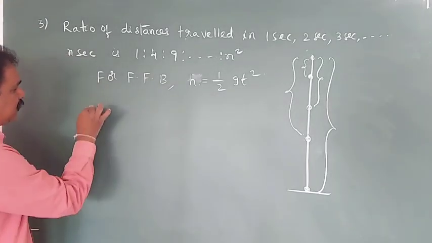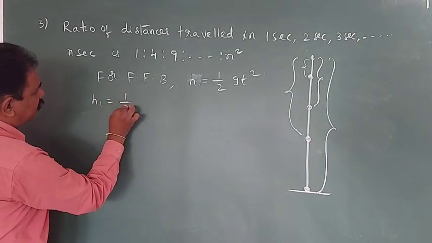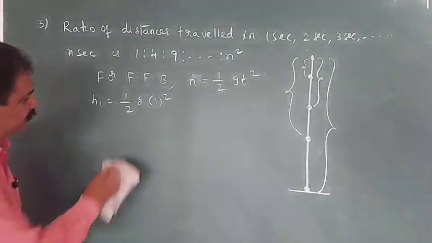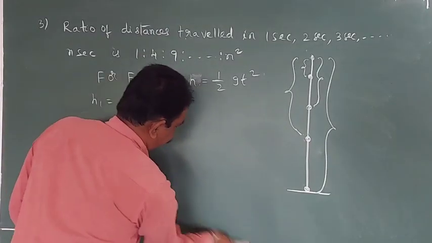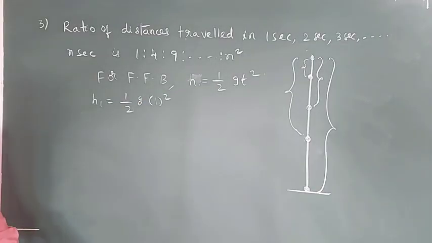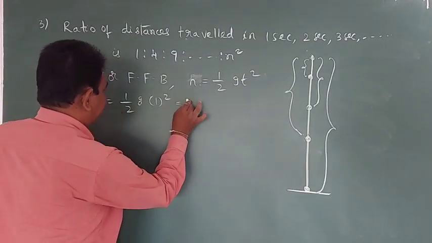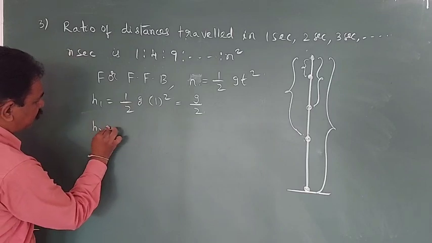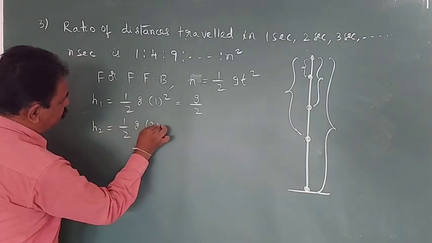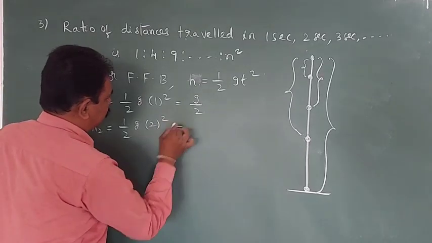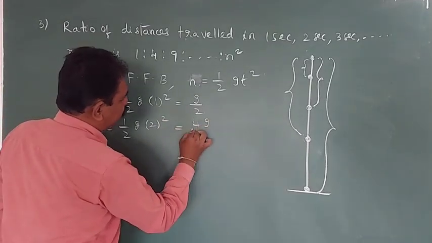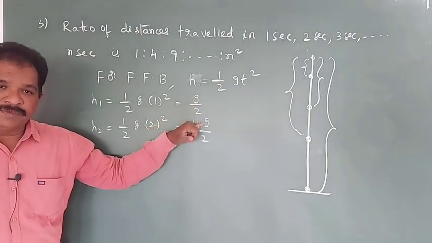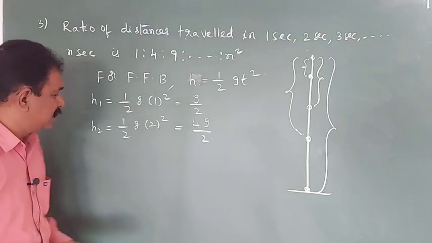Okay. So distance travelled in 1 second, h1 = 1/2 g into 1 square. So this value will be equal to g by 2. Then h2 is equal to 1/2 g into 2 square. So I am writing it as 4g by 2. Of course we can write it as 2g or keep g by 2 because g by 2 will cancel.